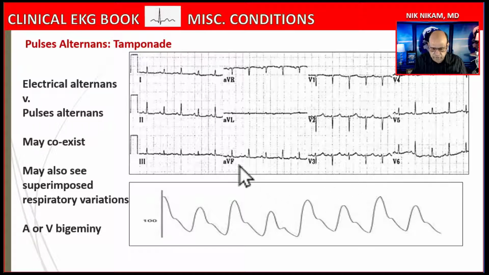So look for these changes in the pulse. If you have an arterial line, it's pretty easy to monitor this. And as I said, this can coexist in patients with cardiac tamponade.